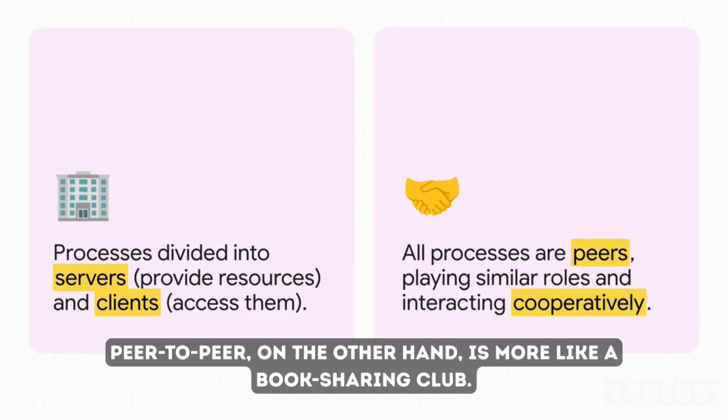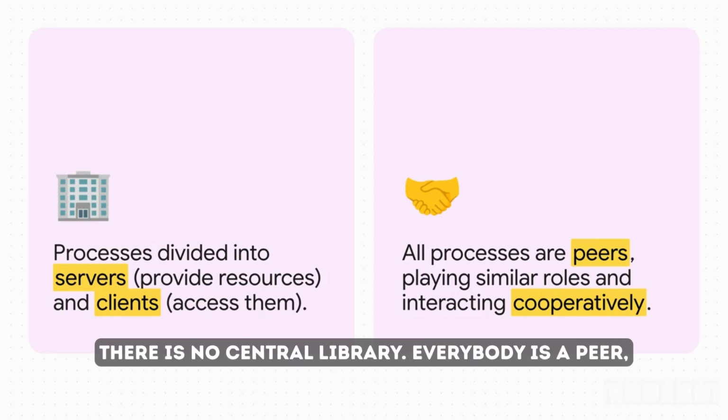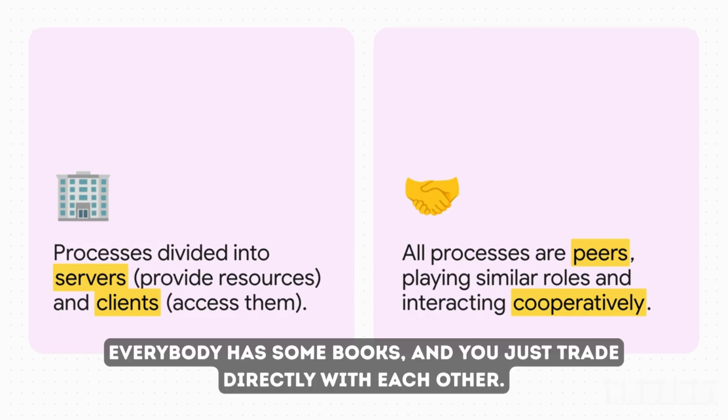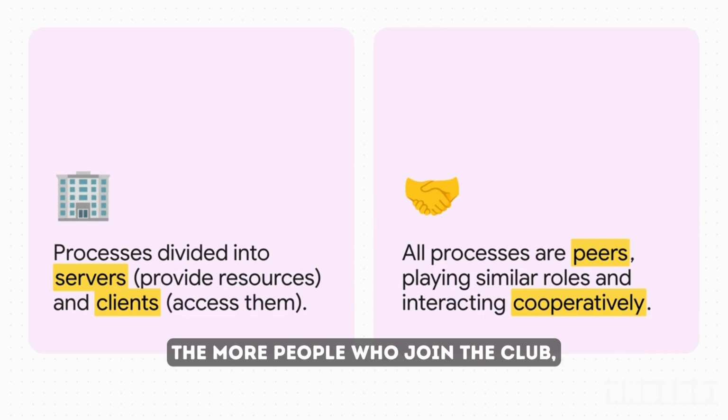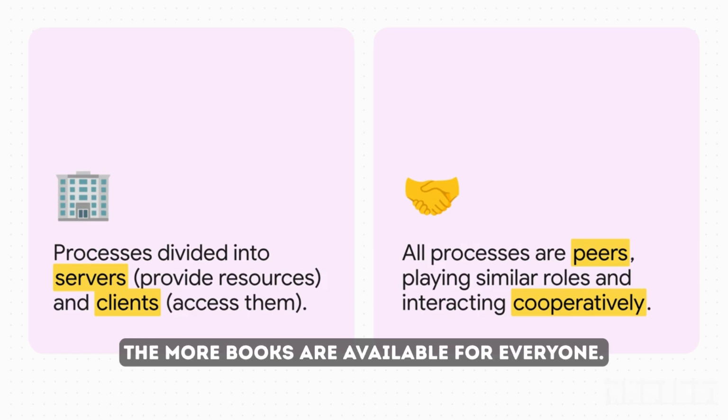Peer-to-peer, on the other hand, is more like a book-sharing club. There is no central library. Everybody is a peer, everybody has some books, and you just trade directly with each other. It's a really powerful model because it can scale like crazy. The more people who join the club, the more books are available for everyone.